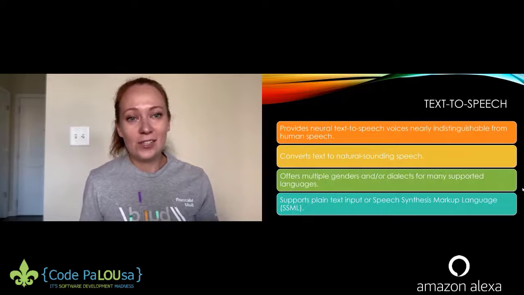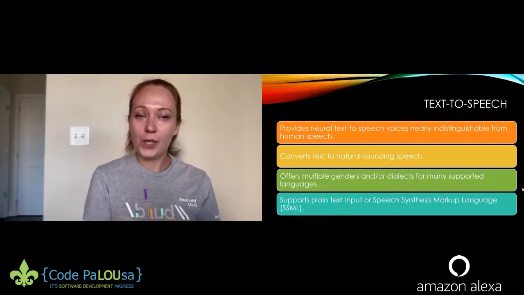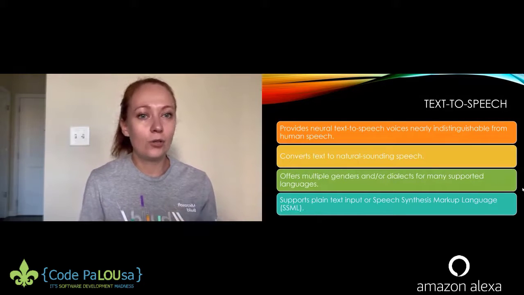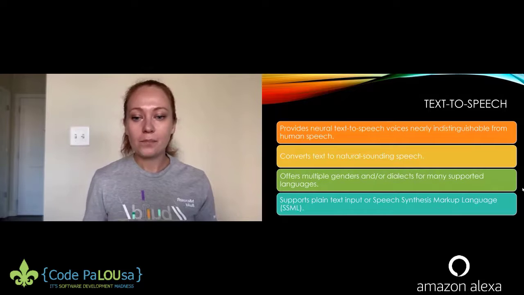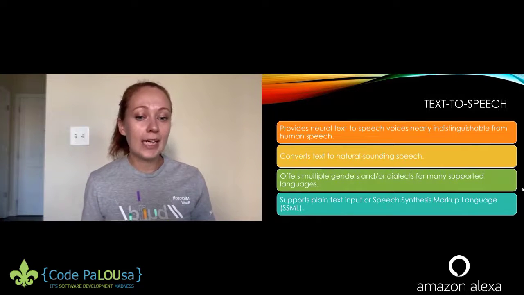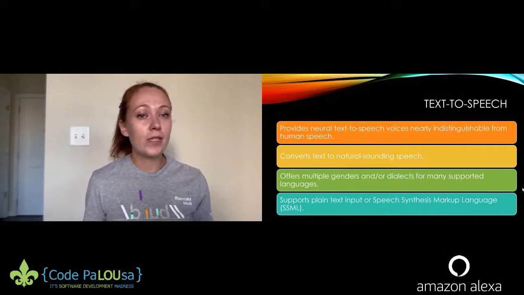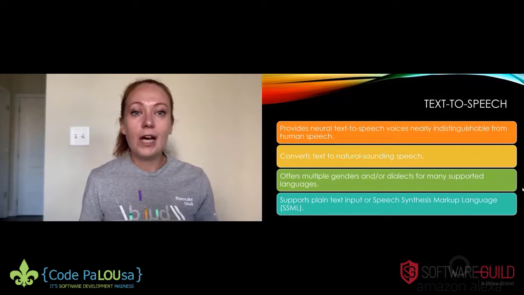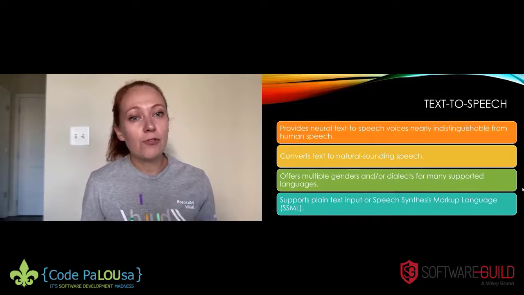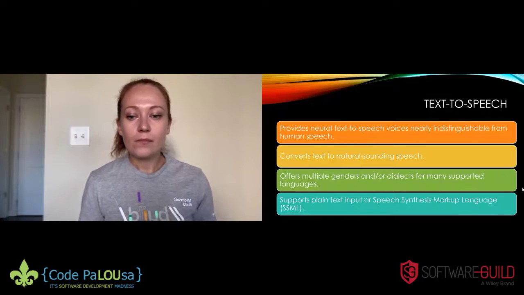And it is pretty straightforward. If you have text, it can convert it to speech, but there are also lots of options that you can use there. So text-to-speech provides neural text-to-speech voices nearly indistinguishable from human speech. Those neural voices, they're very high quality and they are really close to natural human speech.